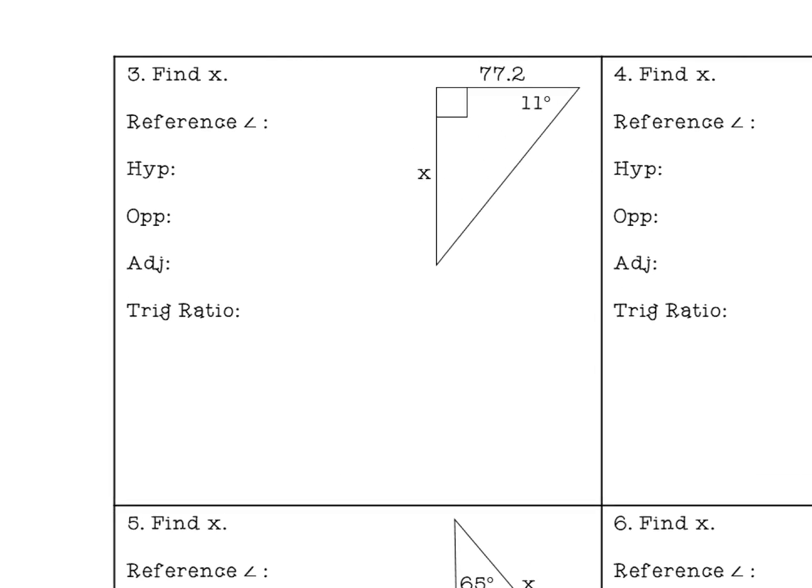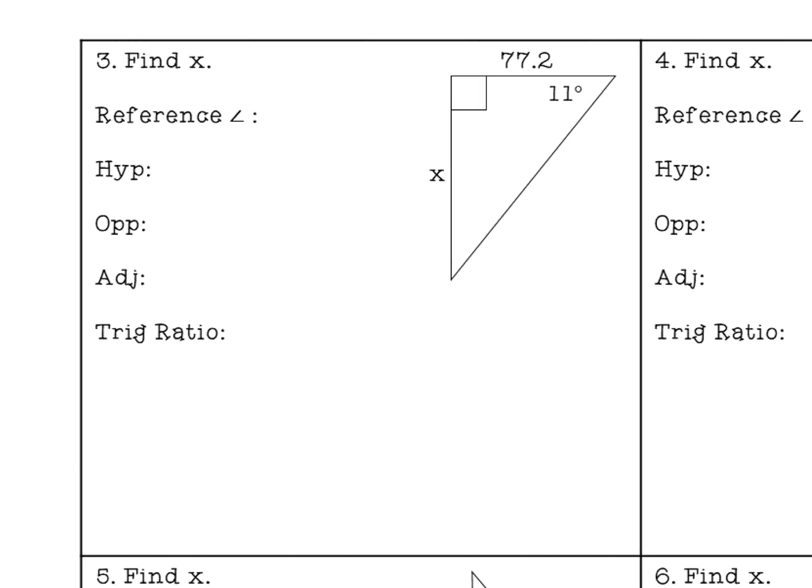Let's look at number 3. I'm going to show you that you don't have to fill this out if you don't want to. Always start with your reference angle. Circle it. What is it? 11. Cool. Label your sides. What's x? Opposite. What's 77.2? Adjacent. Do I care about the hypotenuse? No. Which trig ratio uses opposite and adjacent? Tangent. Good. So we are picking tangent.